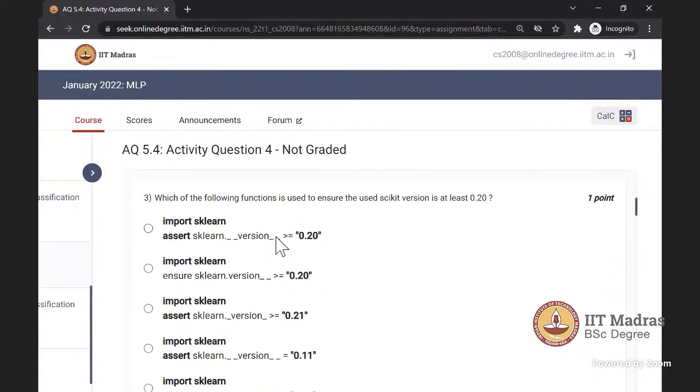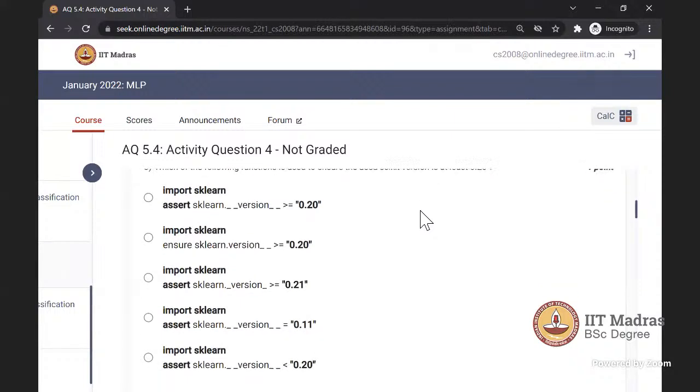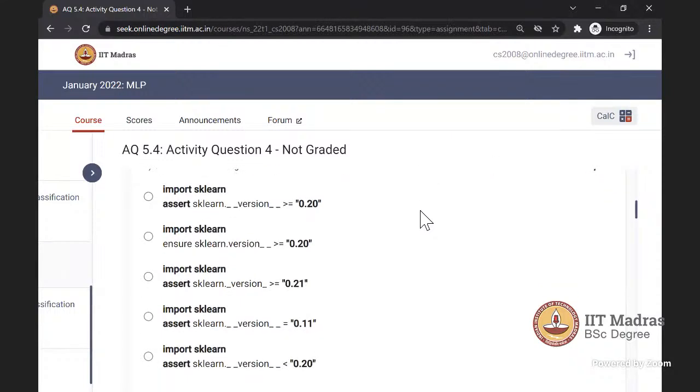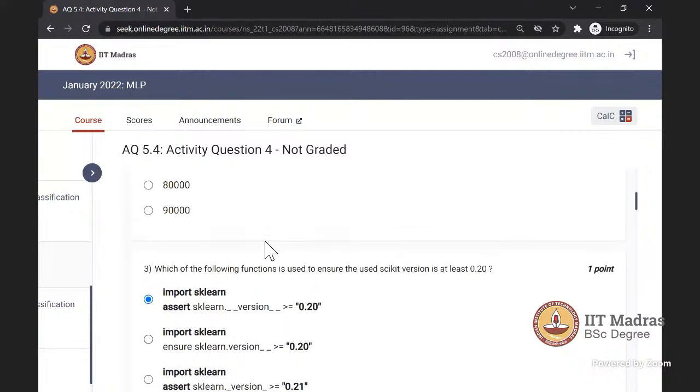Question number 3. Which of the following functions is used to ensure the scikit version used is at least 0.20? Underscore version actually. That is right. The first one, greater than or equal to, at least. Yeah, at least, right. Yes.